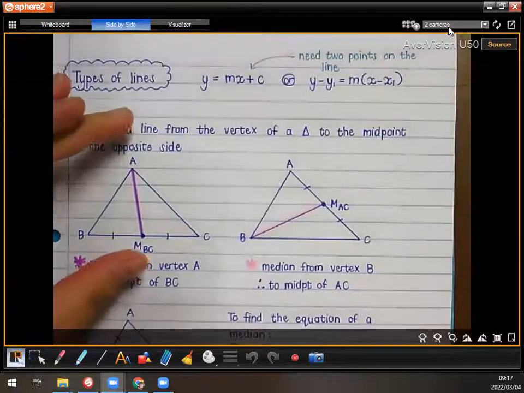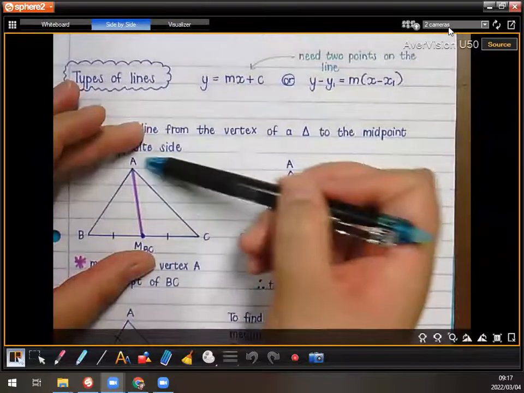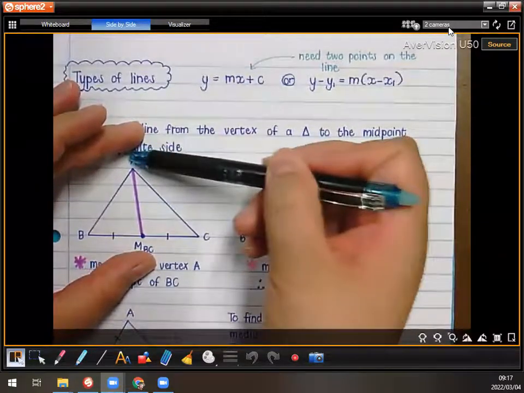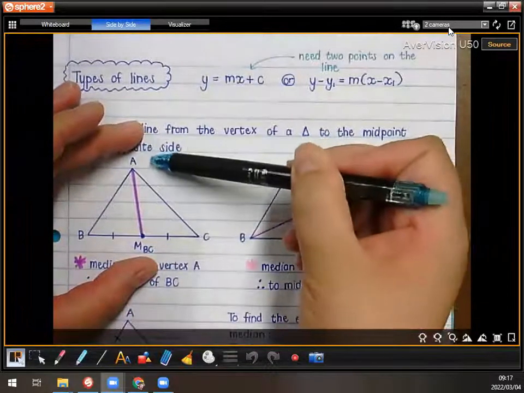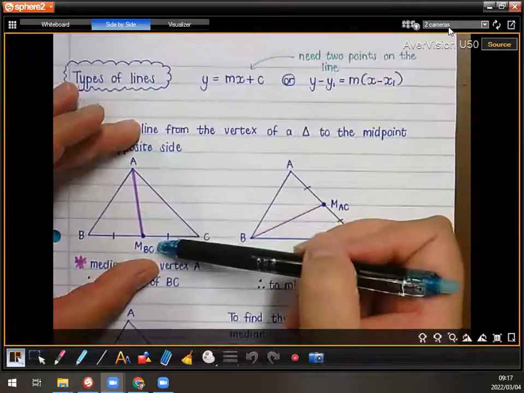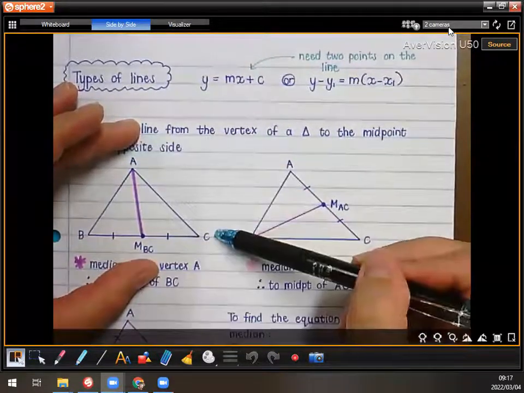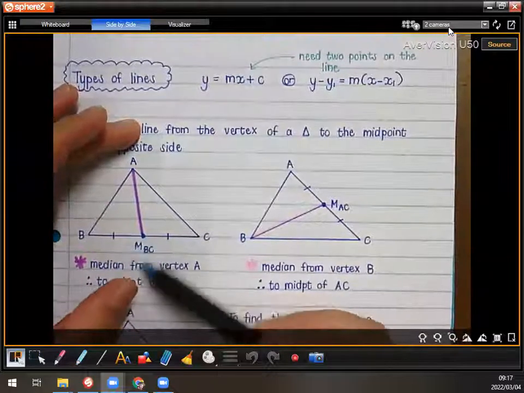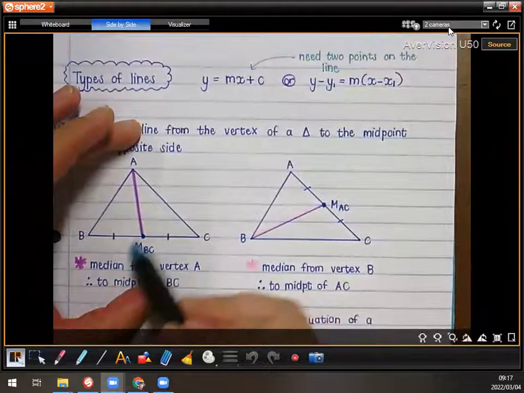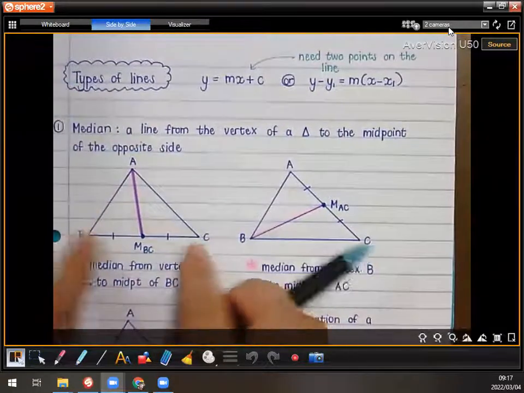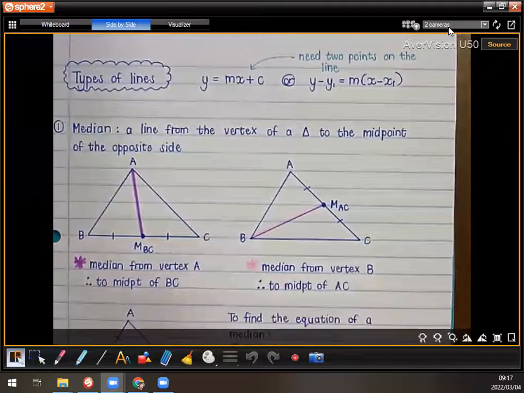Okay, now if we're looking at the median, guys, what 2 points are actually lying on this line? The point A, right, the vertex that it's coming from, and the midpoint of the opposite side. The point A they're going to give us. They're going to tell us what this is. How can I find this one? They're going to give us A, B, and C. What is this point again? This is the midpoint. All right, this is the midpoint. So how are we going to find the midpoint of this line? Using the midpoint formula. Okay, so that's what we're going to do, guys.